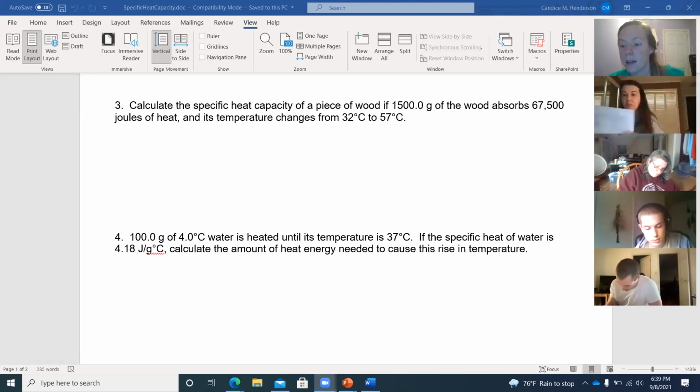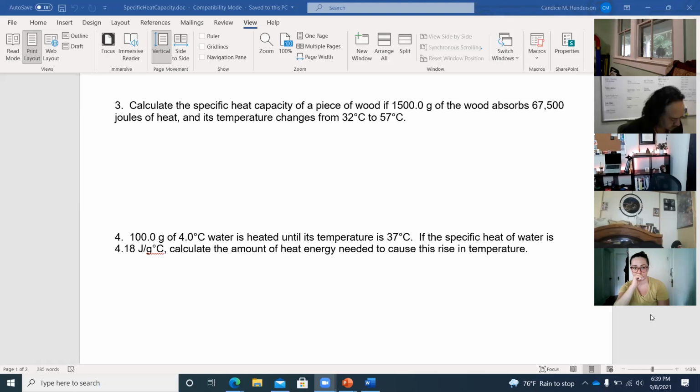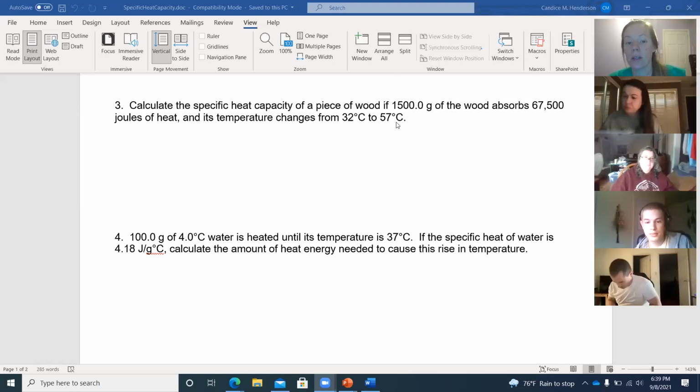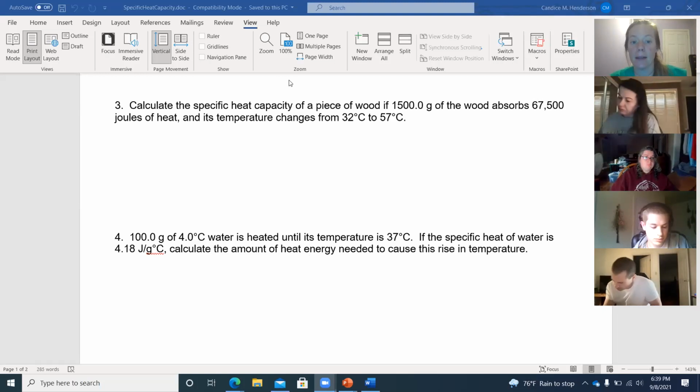Let's come back together. Take a look at this one. So in this problem, it wants us to calculate the specific heat capacity. Where do specific heat capacities come from? Usually we get them experimentally, and then they live in like an appendix at the back of the book.